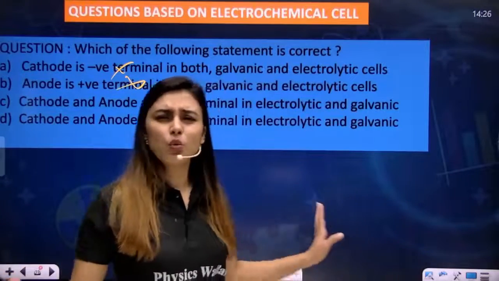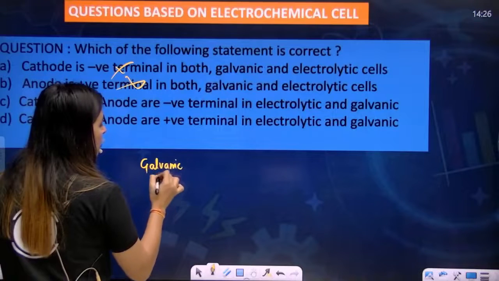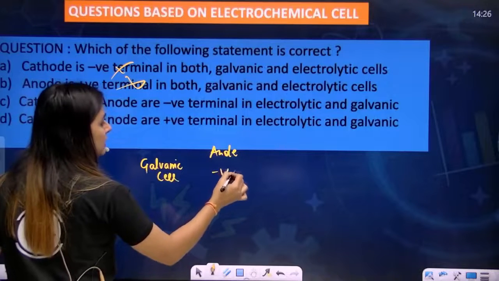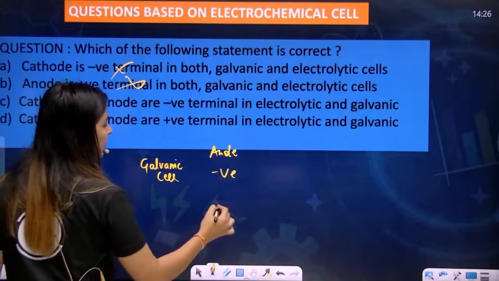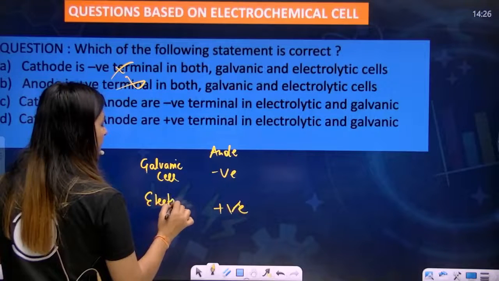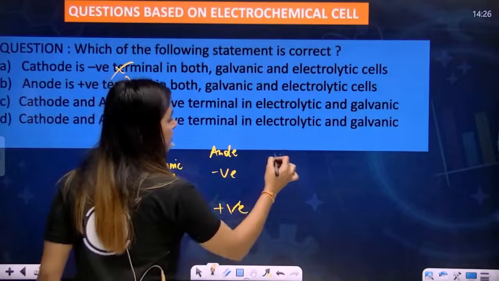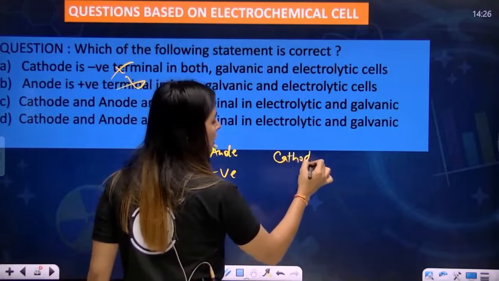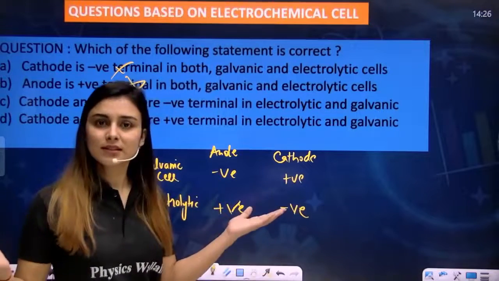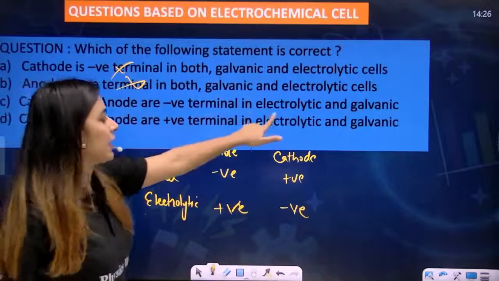See, I only know one thing, that for a galvanic cell, anode is negative. So if anode is negative in galvanic, then it is positive in electrolytic. I know this. And since this is negative, then for cathode, it should be positive and this should be negative. Easy, right?